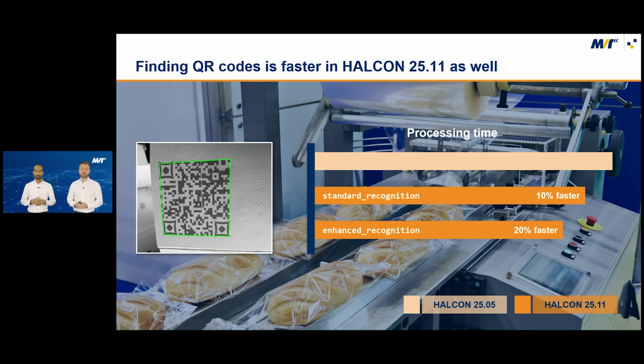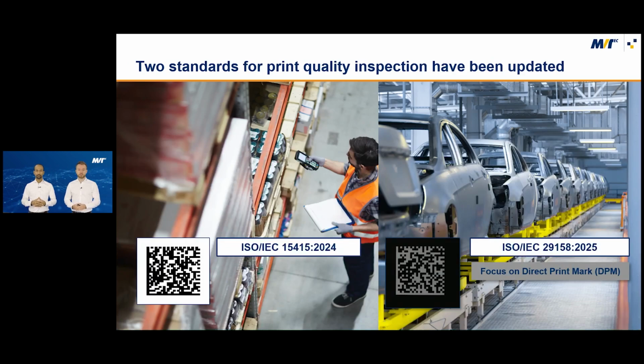And for many customers, it's not only important to read codes really robustly, they also want to print high quality codes. And here we are offering for several years a technology called print quality inspection. And in recent years, 2 of those standards that we have implemented have been updated. So the first standard you can see here on the left, it's really important, for example, for the logistics industry. It defines how a good code should look like. And the second standard is especially focusing on direct print mark codes, meaning codes that are printed directly on an object.